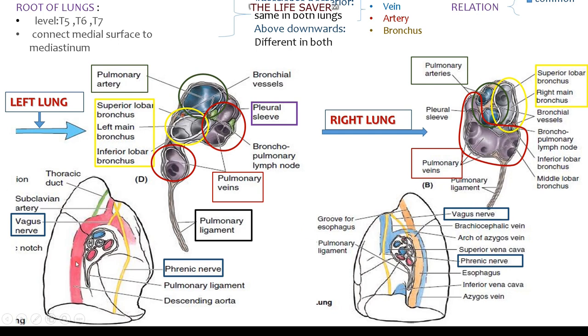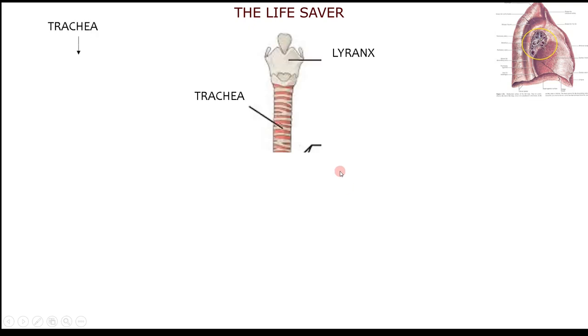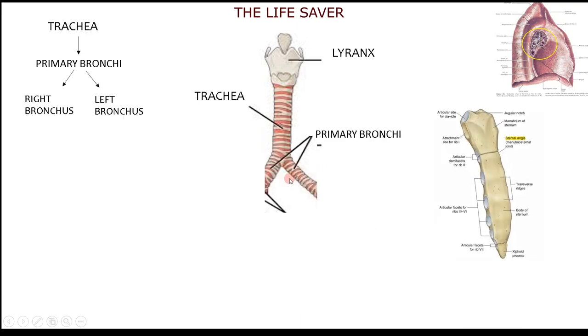On the left side, the left root has the descending aorta, while on the right side, the right root has the azygous vein. What we are going to discuss in detail is the bronchopulmonary segment. This is the trachea. Superiorly, it is attached to the larynx. Then it divides into the two primary bronchi, the right bronchus and the left bronchus, at the level of the transpyloric plane, which is referred to as the sternal angle.